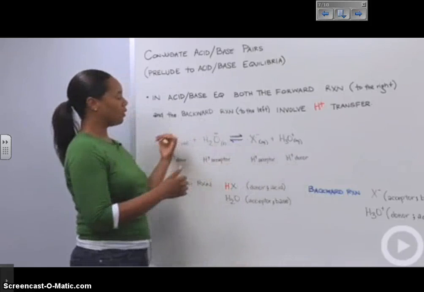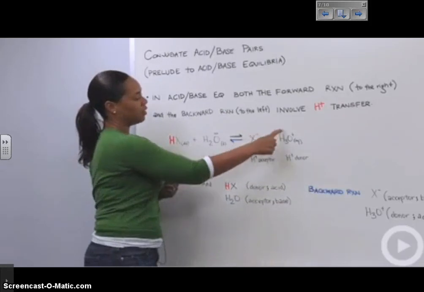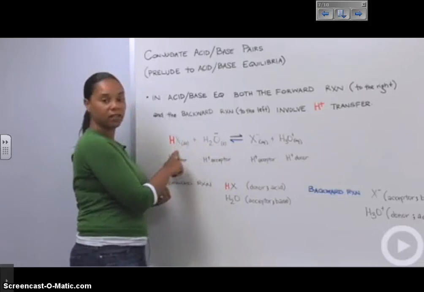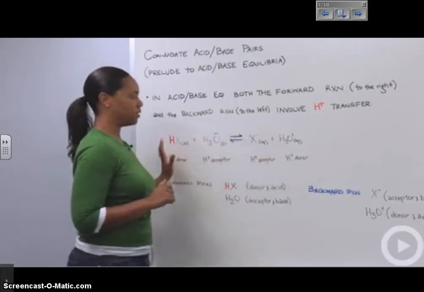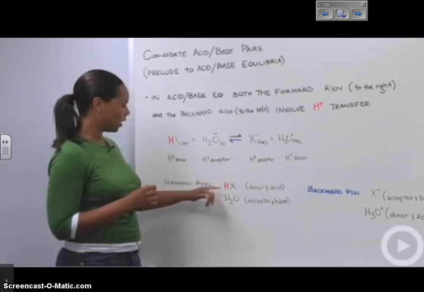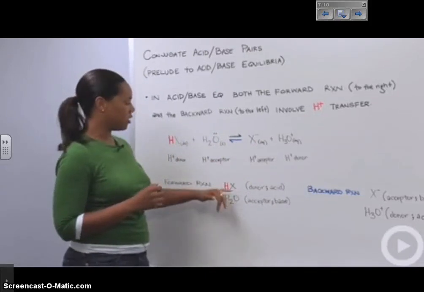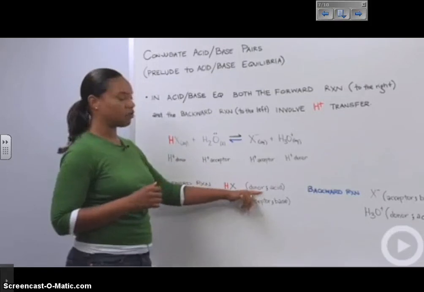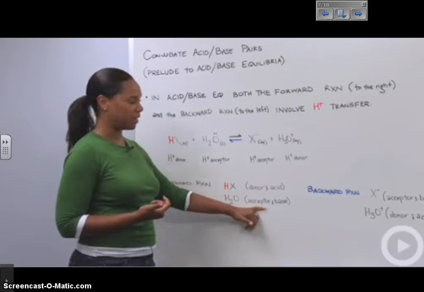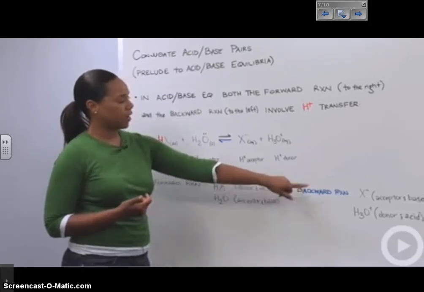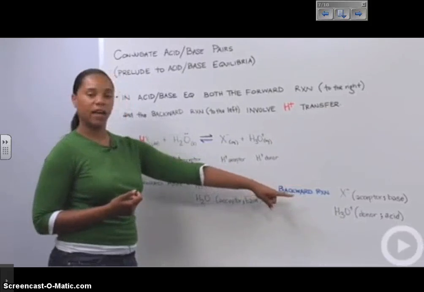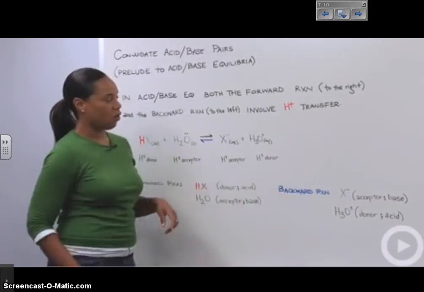Going in the backwards reaction, X minus abstracted the proton from H3O plus to make H2O and HX. You might need to take some time to look at this separately to convince yourself of that. Here I have it written again: for the forward reaction, HX acted as the proton donor, or the acid, and water acted as the proton acceptor, or the base. For the backward reaction, X minus acted as the acceptor, or the base, and the hydronium ion, H3O plus, acts as the donor, or the acid.